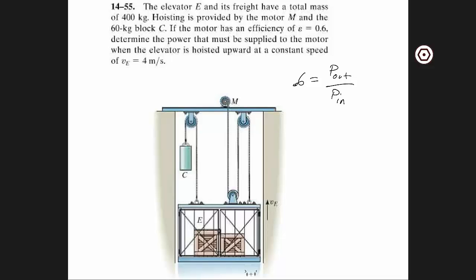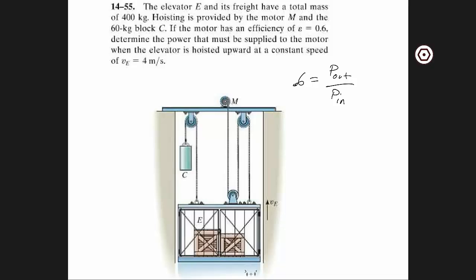How come I'm not going to worry about C? Why don't I worry about C? Yeah, well, C's got a velocity, but it's not coming from the motor. It has nothing to do with the motor supplying that, right? So what I'm going to do is I'm going to find the velocity of the elevator. Well, they give me the velocity of the elevator. And then I'm going to find the tension in that rope.